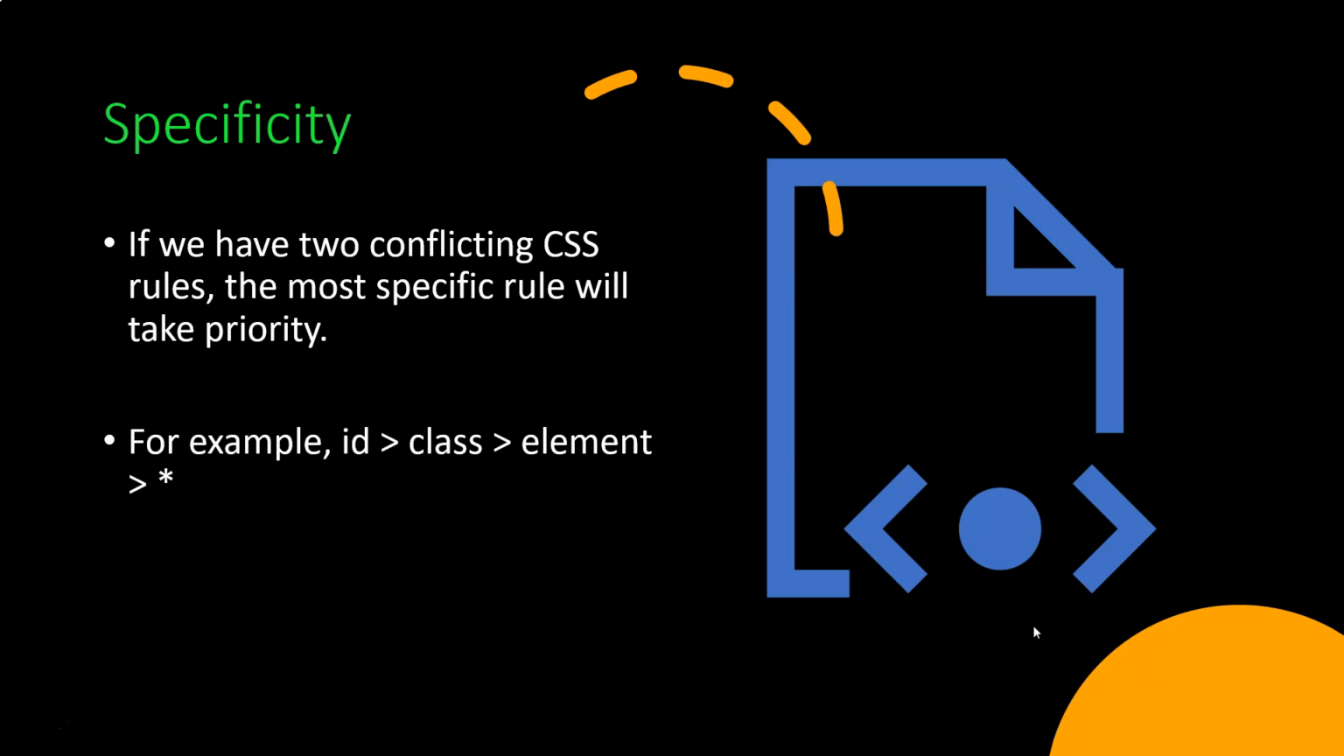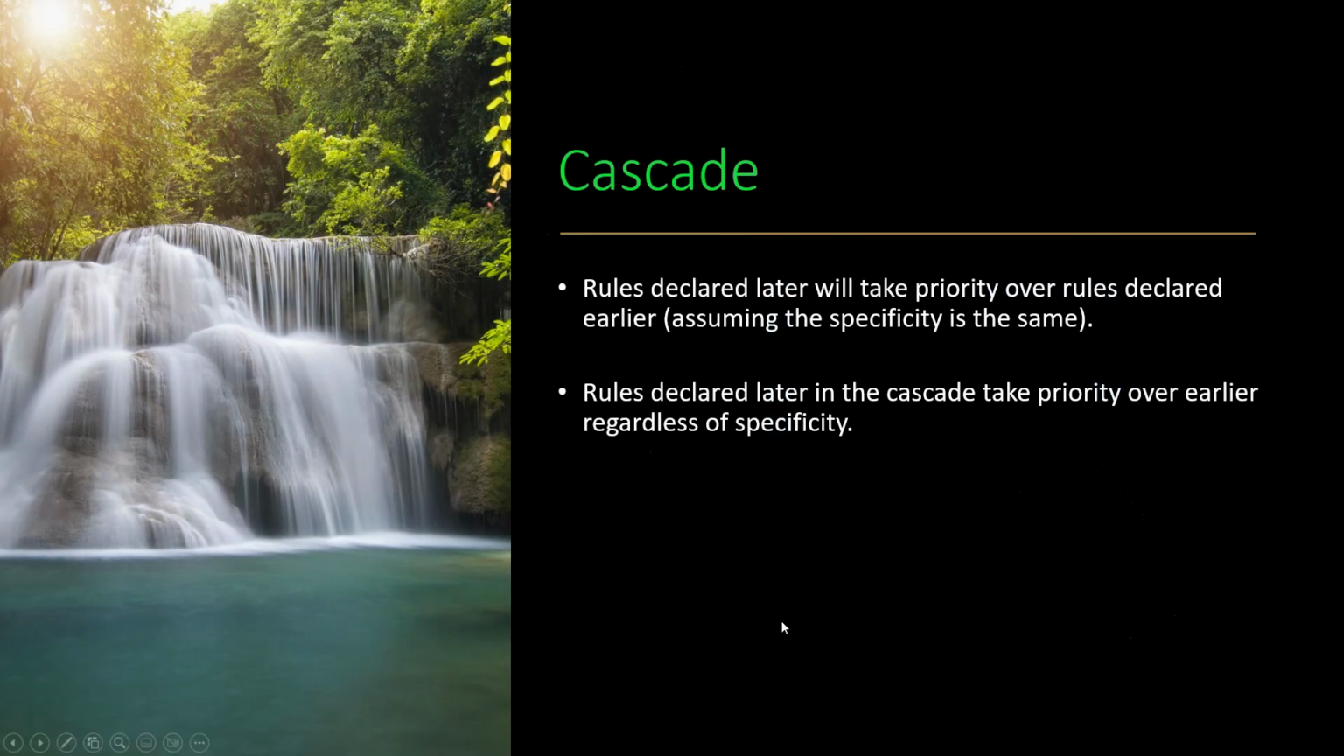So this brings us to our third CSS concept, which is Cascade. One of the ideas behind Cascade is that rules declared later in a style sheet will take priority over rules declared earlier in the style sheet. And this is assuming the specificity is the same, because if that earlier rule has a higher degree of specificity, it's going to take precedence over the later rule that has a lower degree of specificity.